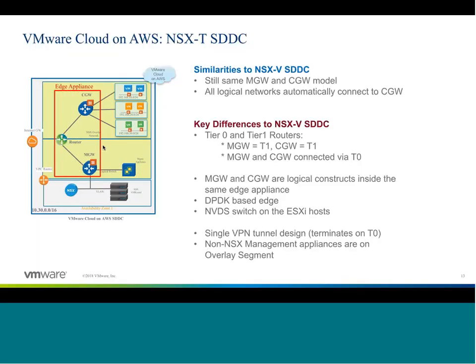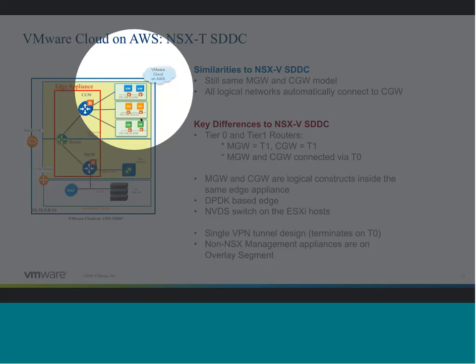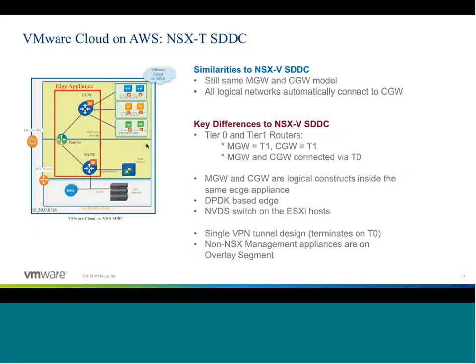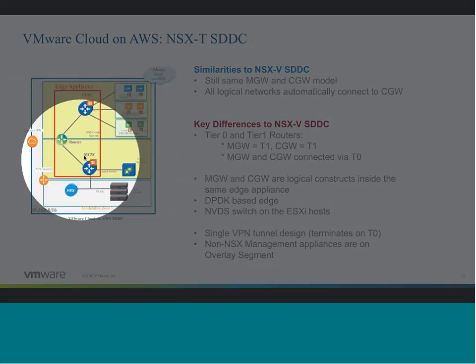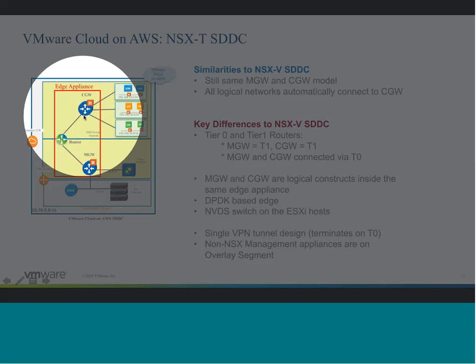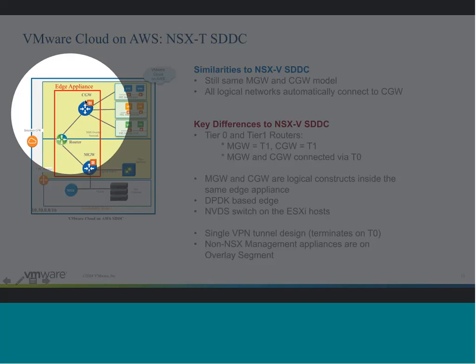The T1 router is a distributed component, and it's sitting on all the hosts. And you can think of that distributed component here for the CGW across all the hosts, similar to the distributed logical router in NSX-V. And again, the edge components sit in this edge appliance. And another difference here is CGW and MGW are no longer VMs.